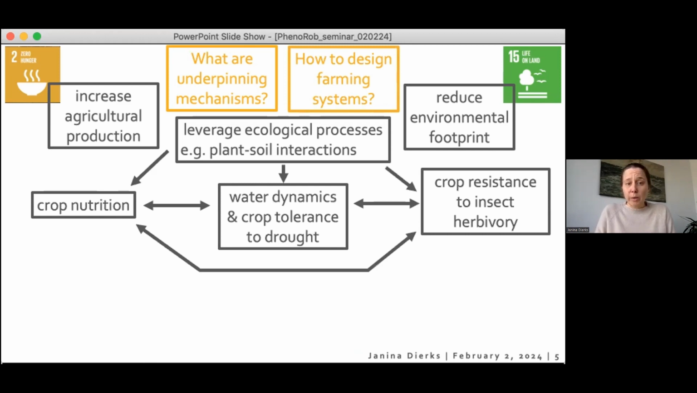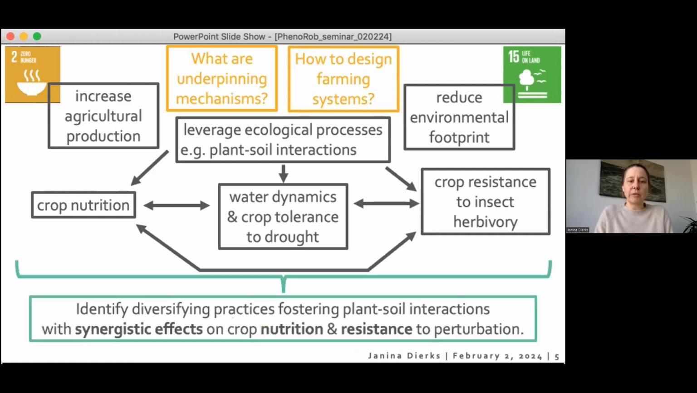The reason for why I would like to look at these three aspects to crop performance is that they are intricately linked and all determined by plant-soil interactions. And I see potential in identifying diversifying practices, fostering plant-soil interactions with synergistic effects on crop nutrition and resistance to perturbation.